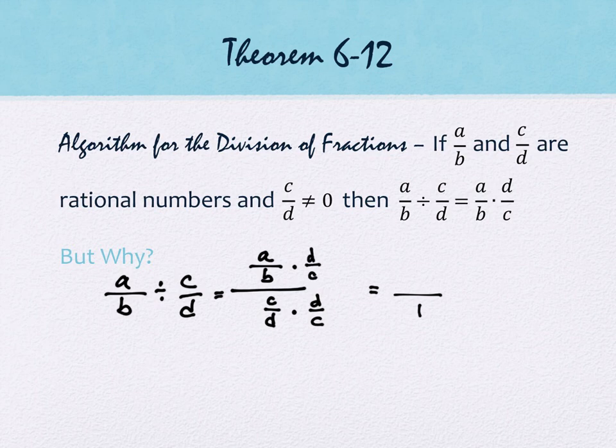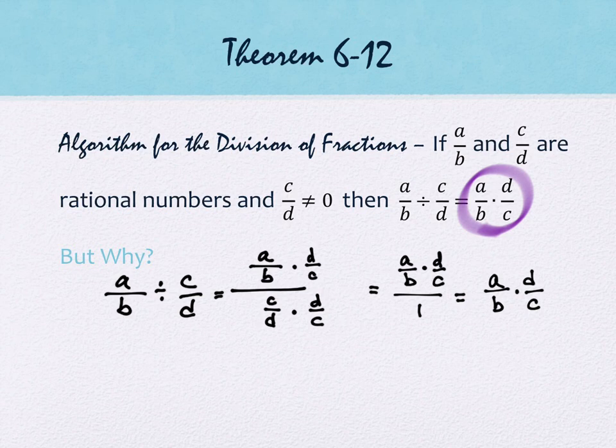There we go. So if I multiply by D over C on bottom, I have to multiply by D over C on top. And now we have A over B times the D over C. And of course, division by 1 doesn't change things. So this is A over B times D over C, which is where we ended up here.